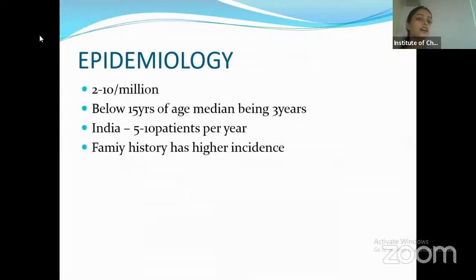Coming to epidemiology, around 2 to 10 cases per million population have been noted. Below 15 years of age, and the median age of presentation is 3 years. In the Indian population, about 5 to 10 patients per year have been reported. When there is a family history of malignancy, there is a higher incidence of developing Langerhans cell histiocytosis.